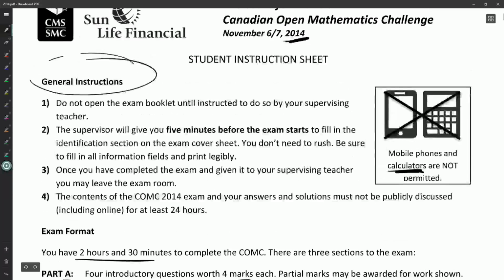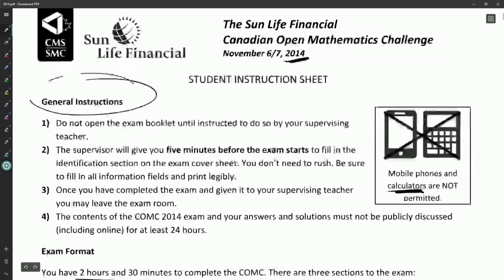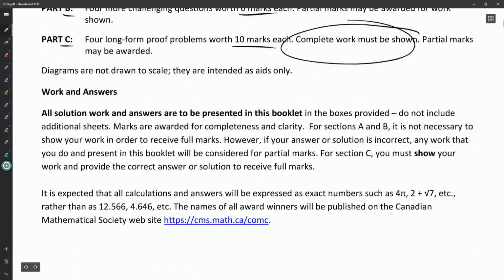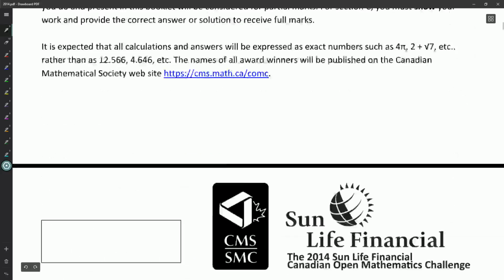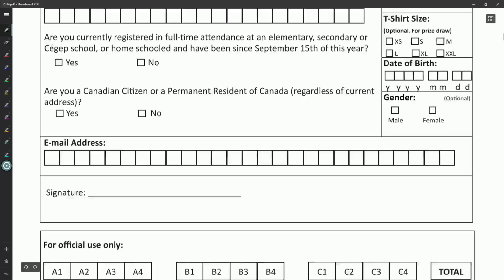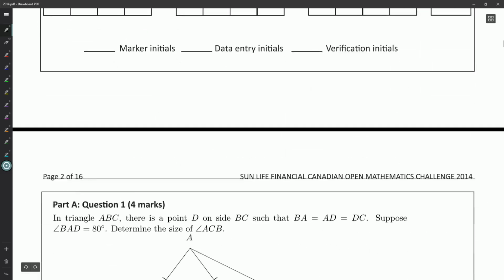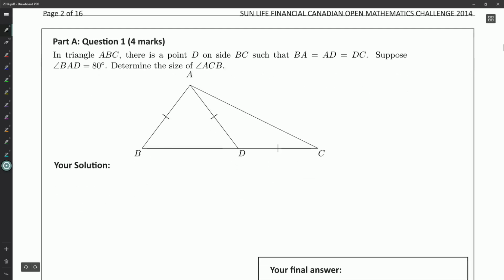You can get a copy of this contest by clicking the first link in the description below the video. If you want to, print it out and read all the instructions. It's always a good idea to know what's in store for you if you're going to write a contest. This stuff here is where you would fill in your name and so on for bookkeeping. But here we go. Here's our very first question, A1. We're going to go one question at a time. We'll do A1 in this video, A2 in the next, and so on all the way down to C4 in the last video.